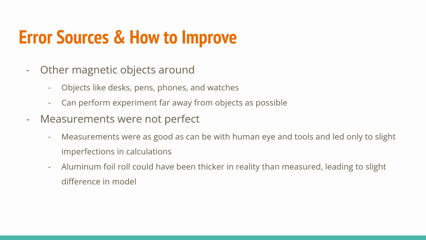Here are some error sources and how to improve them. First of all, there might have been other magnetic objects around. These include objects like desks, pens, phones, and watches. While this was mitigated as much as possible, it was still imperfect, and we can mitigate this further by performing the experiment as far away from these objects as possible.